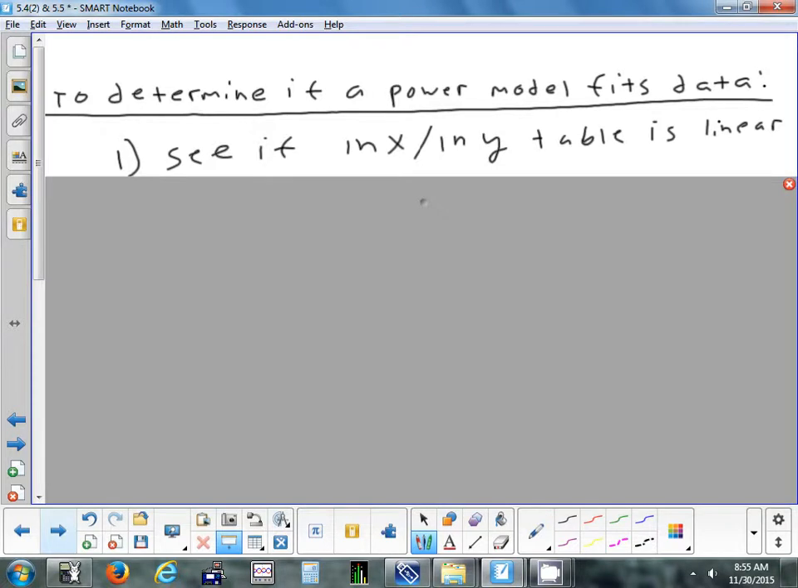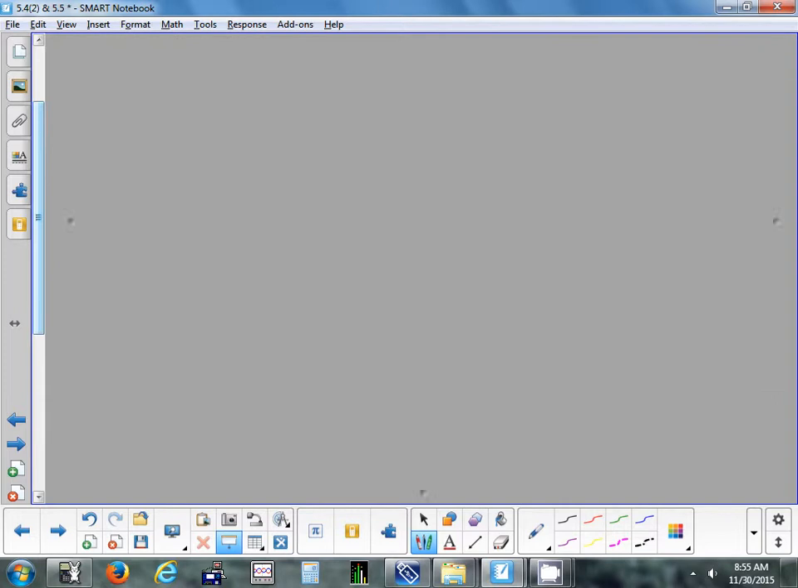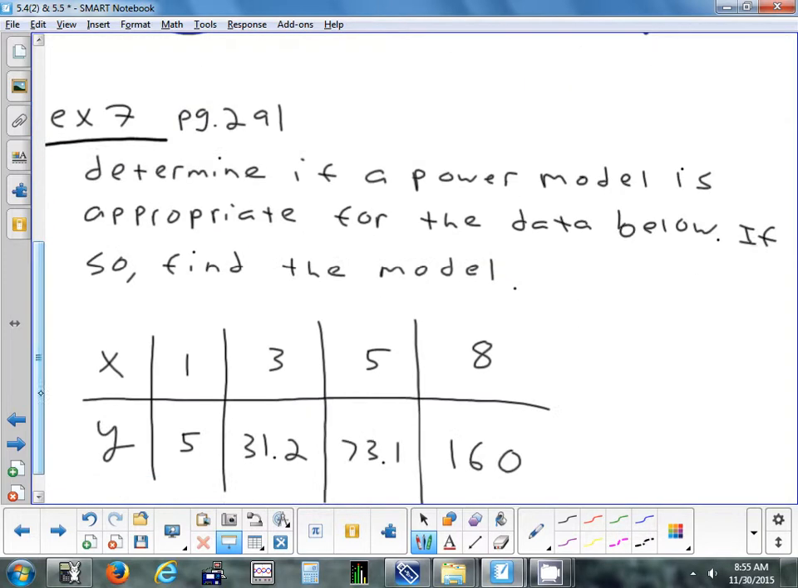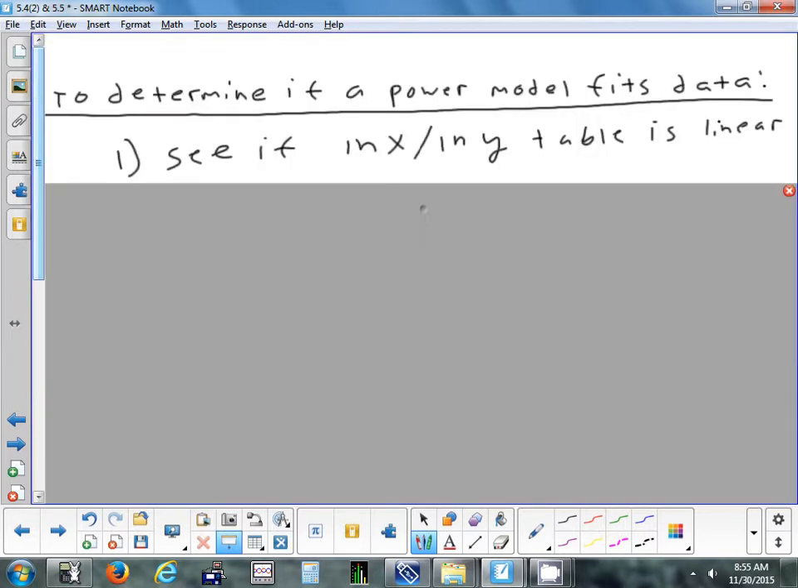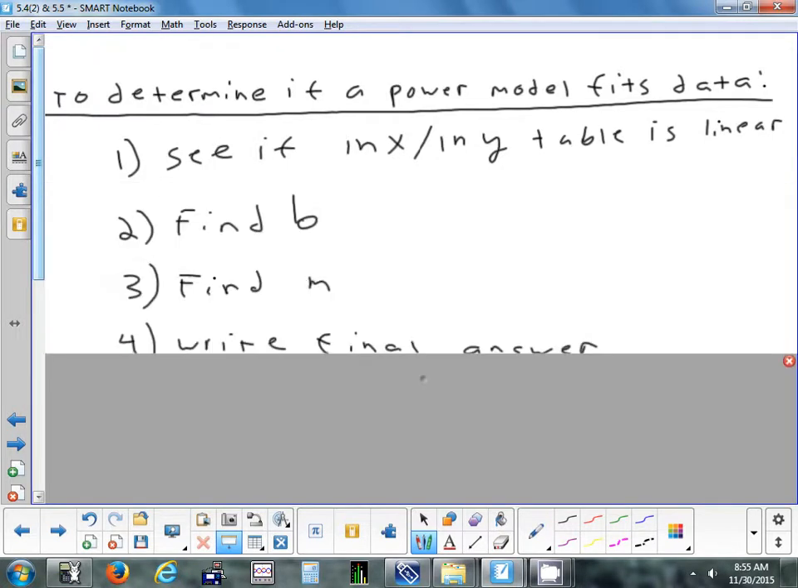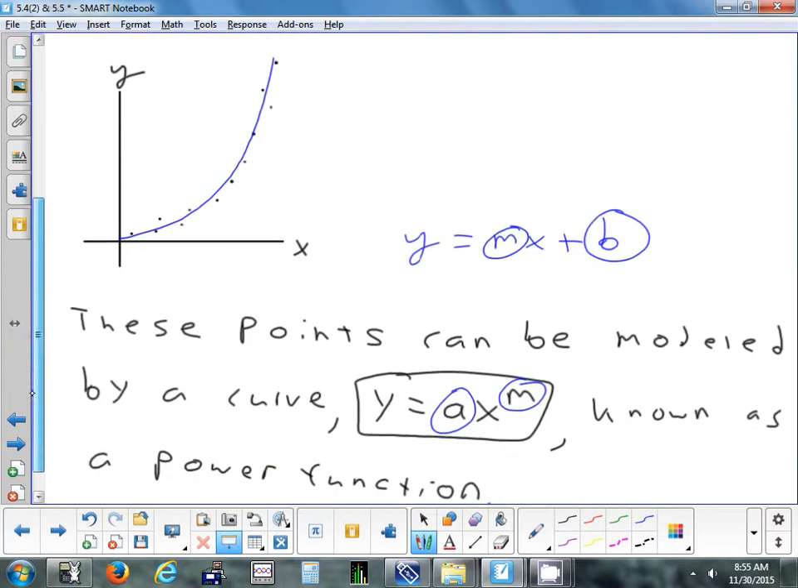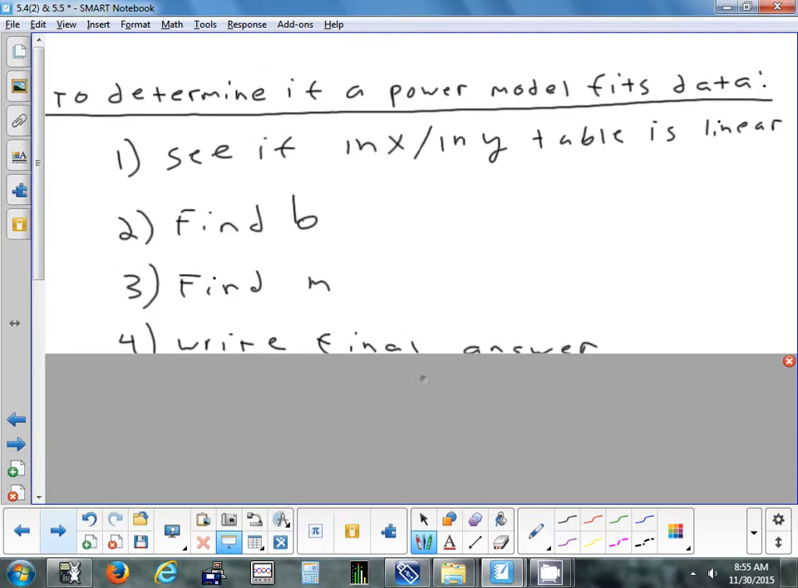So they'll give us a table of data, something like that. We'll take the natural log of every value in this table. And I'll just write it right below it or something. And then what I'll do is I'll look at all those new values and I'll graph them. And if they look straight, then I know a power model is probably the right thing to use. Once we determine that we're going to use a power model, then we have to find the two letters I circled on the other page. B. Well, I used A, so I'll change that. We have to find A, and we have to find M.